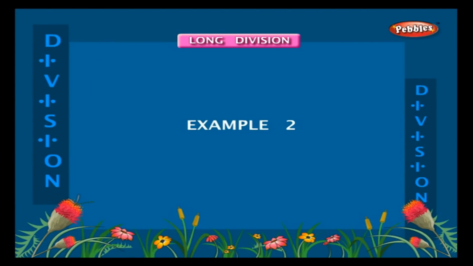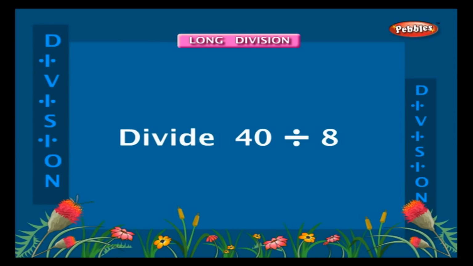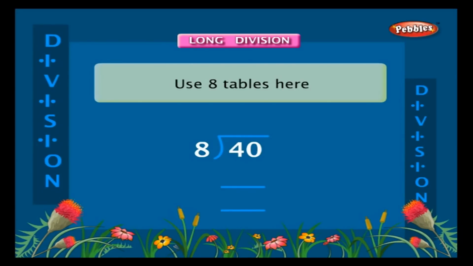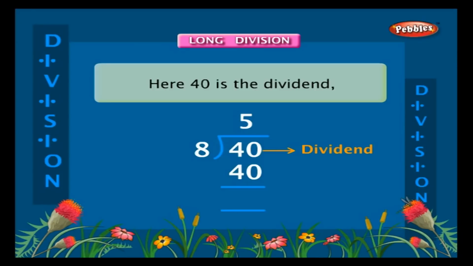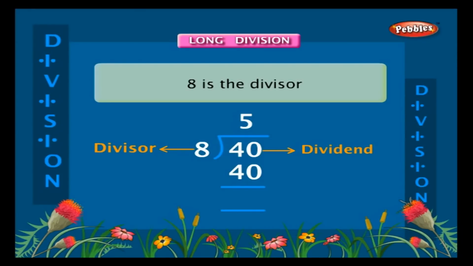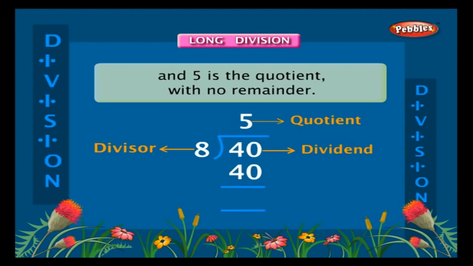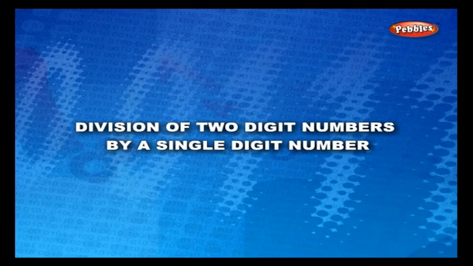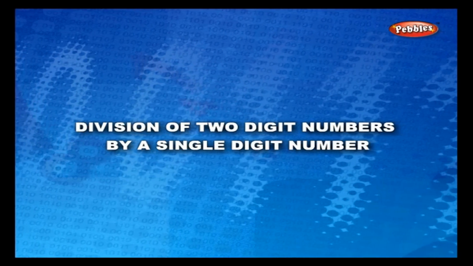Example 2. Divide 40 by 8. Use 8 tables here. 8 5s are 40. Here, 40 is the dividend, 8 is the divisor, and 5 is the quotient with no remainder. Division of 2-digit numbers by a single-digit number.